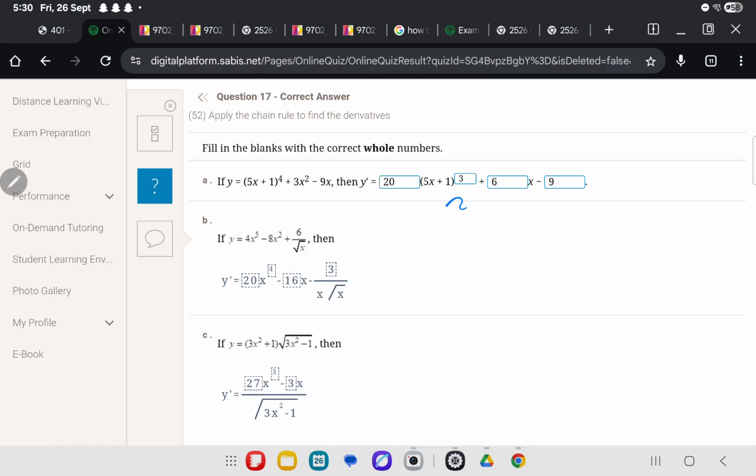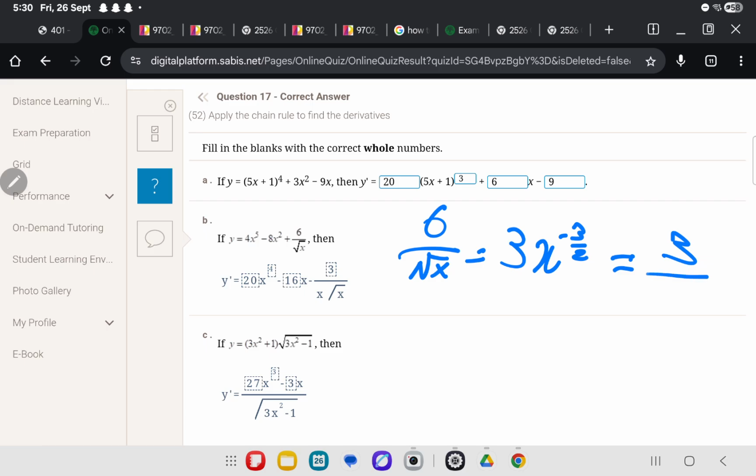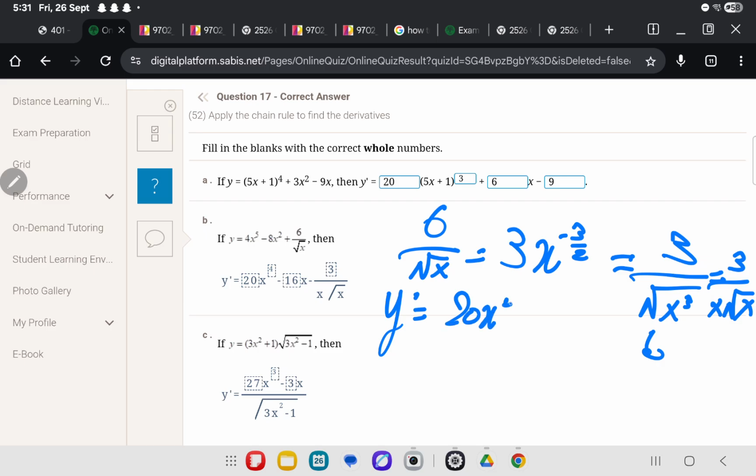Okay, anyway, so 6 over radical x, again, as I said, is going to be 3 x to the power of negative 3 over 2, which equals 3 over radical of x cubed, which is radical x squared times x. I can take x squared out, which is going to be 2 over 2, which is going to be 1. So x radical x. I'm going very, very quickly. If you want a more detailed explanation, watch last week's video explained by Hala. So y prime is 20x to the power of 4 minus 16x minus 3x radical x. And that's the answer.